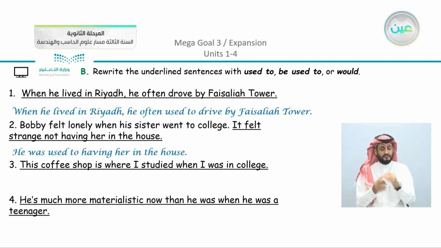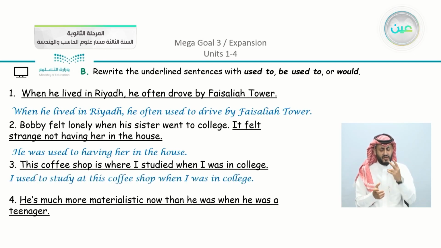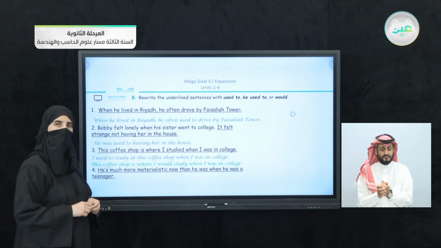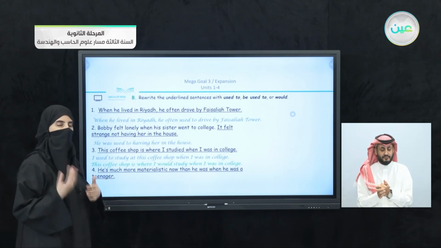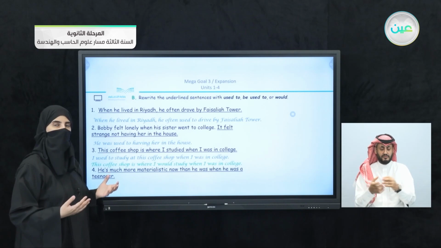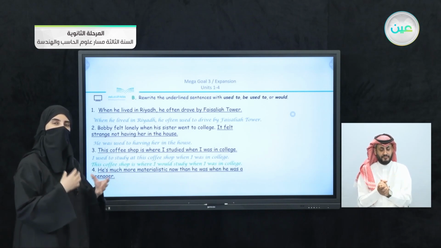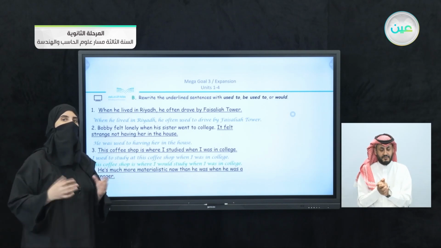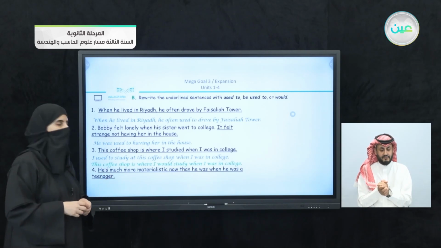Number 3, this coffee shop is where I studied when I was in college. So I can say, I used to study at this coffee shop when I was in college. And also I can apply another sentence saying, this coffee shop is where I would study when I was in college. So I can use more than one structure here and change the sentence. It's up to you and how you feel the sentence is more spontaneous, and you can just write it in the correct form.